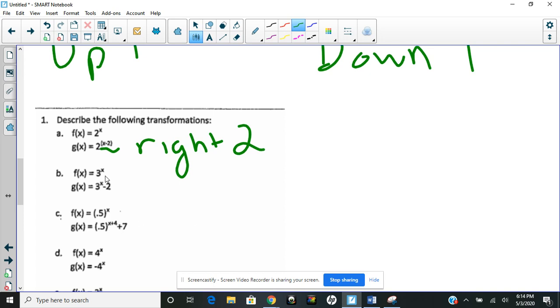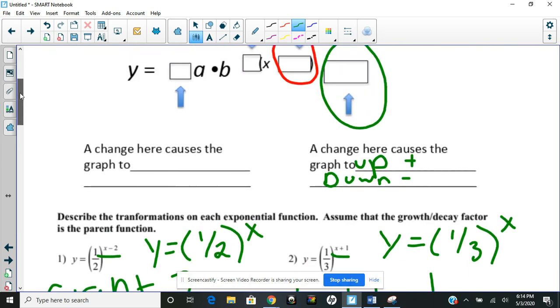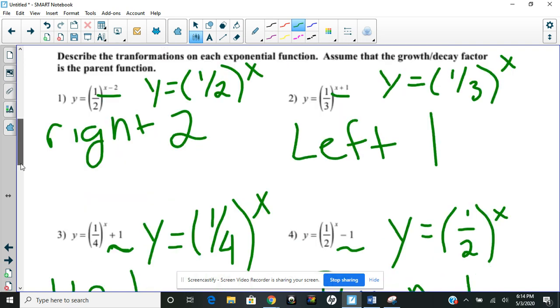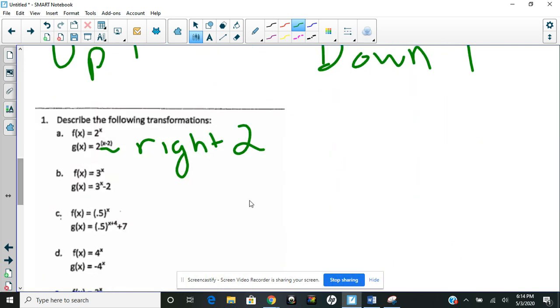Let's look at B. So I have 3 to the x, and then I have 3 to the x minus 2. That -2 is not in the exponent. So I'm going to go back up here. I'm going to say, okay, minus is down if it's not in the exponent. So that is down 2. Sorry about my D. I did not draw that very well.